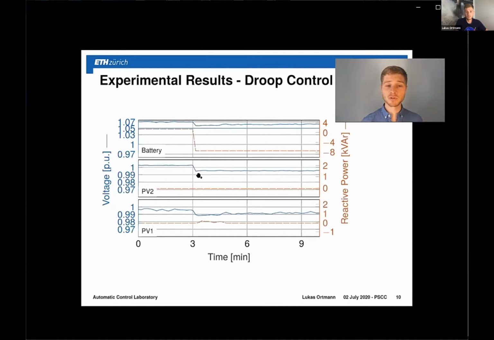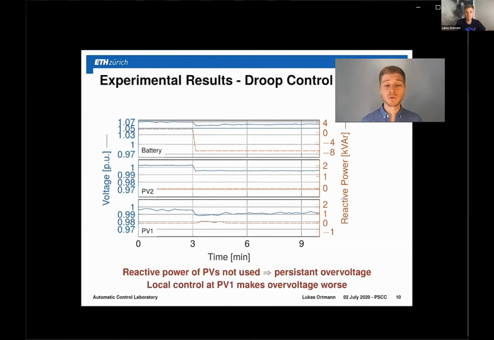PV2 doesn't see an overvoltage, and it's inside its dead band, and therefore it doesn't do anything. PV1 actually sees an undervoltage that is outside of its dead band, and therefore it tries to increase the voltage here by injecting reactive power. And this makes the overvoltage at the battery even worse. So unfortunately, because we do not use the reactive power of the PVs, we do not converge, and we do have a persistent overvoltage at the battery, which would mean that we would need to curtail the active power. And if this was a solar farm or a wind farm, then we would need to curtail renewable energy, what we really don't want to do.